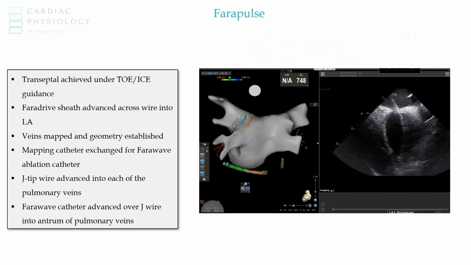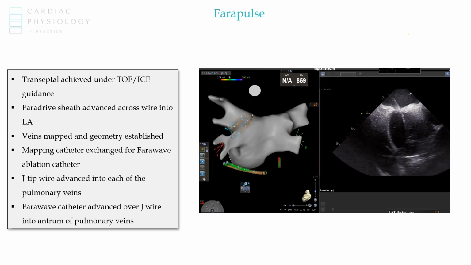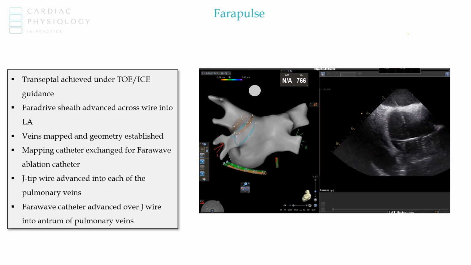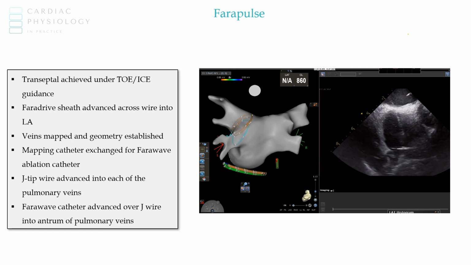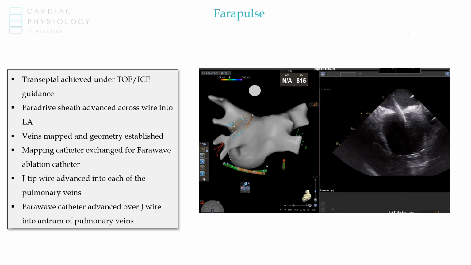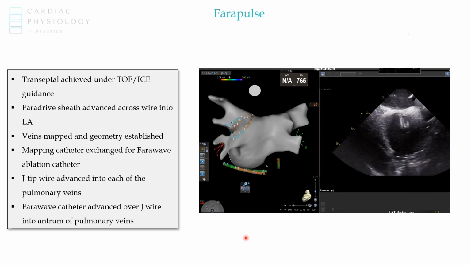Our current setup with the Farapulse catheter is that we firstly get a single transseptal, which is achieved either under transesophageal echocardiography or intracardiac echocardiography guidance, as can be seen in the video on the right, showing the right atrium in the near field, left atrium in the far field with the catheter being placed more distally. We advance the FARADrive sheath across the wire into the left atrium after the transseptal has been established, and then put a mapping catheter up the FARADrive sheath. The veins are mapped and the geometry is then established.